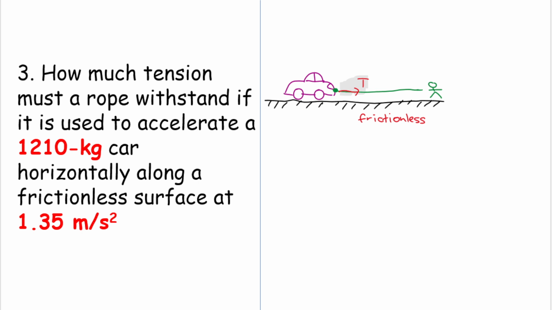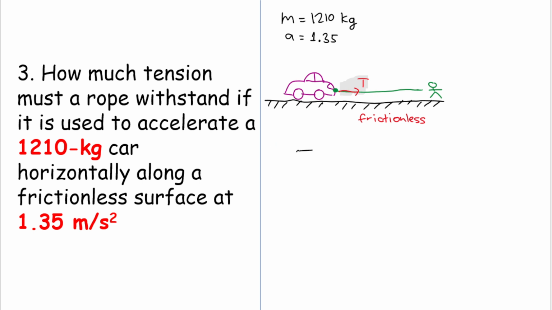So the mass of the car is 1210 kilogram, and the acceleration here is 1.35. Let's see what we can get from here. The car is moving to the right, horizontally. The car cannot move vertically. It cannot fly, or dig into the floor. So the car only moves horizontally.